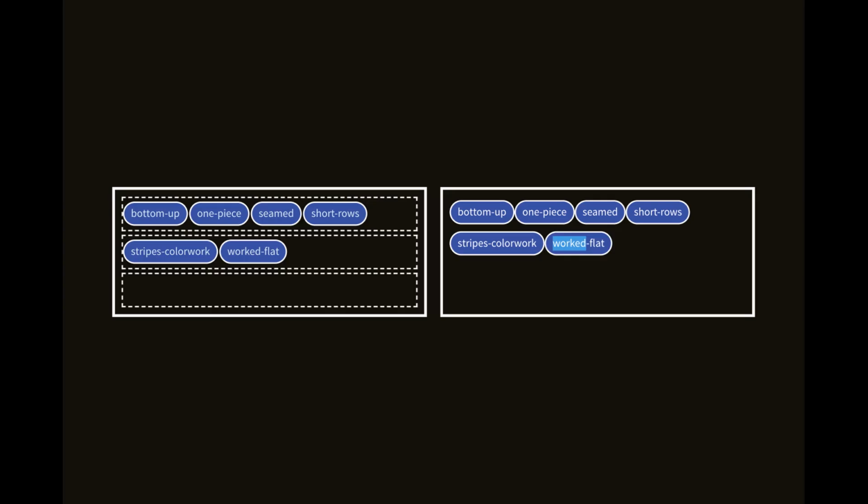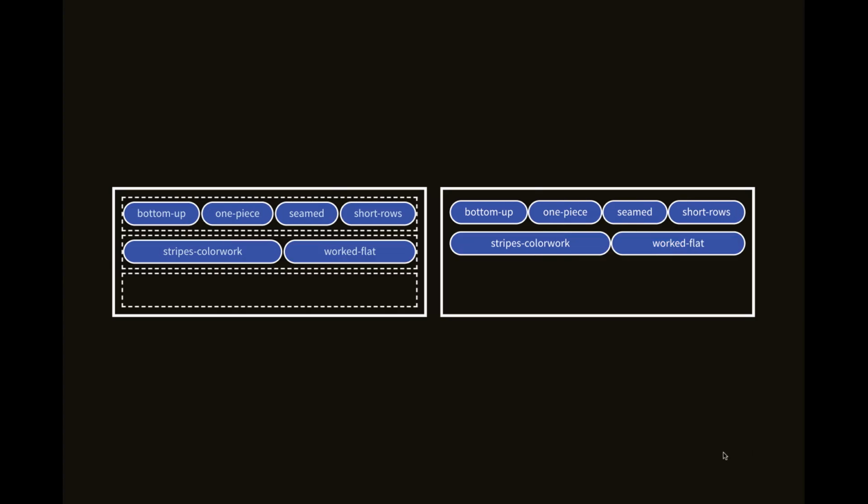So if we add a flex grow of 1, you'll see that the elements in the second row grow a lot more than the elements in the first row because there was more empty space in that flex container, in that flex box. So they can't affect each other in any way.